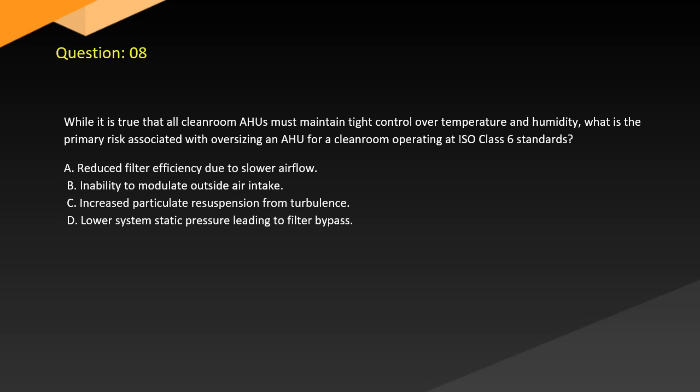Question 8. While it is true that all cleanrooms must maintain tight control over temperature and humidity, what is the primary risk associated with oversizing an HVAC system in a cleanroom operating at ISO Class 6 standards? A. Reduced filter efficiency due to slower airflow. B. Inability to modulate outside air intake. C. Increased particulate resuspension from turbulence. D. Lower system static pressure leading to filter bypass.